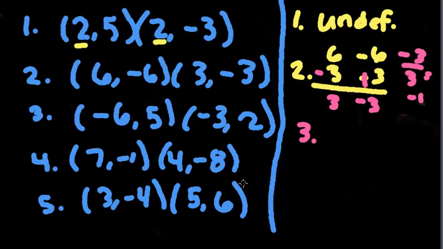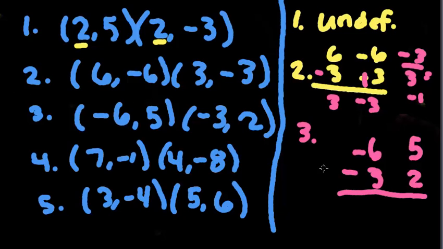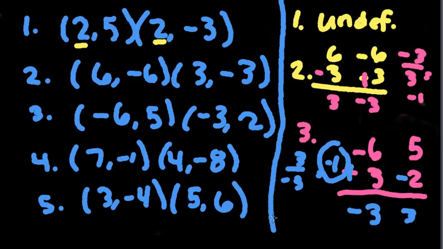I'll do one more that I do completely out, and then I'll just give the answers for the last 2. For number 3, we have (-6, 5) and (-3, 2). And again, we're going to do keep, change, change. So this is going to become a positive, and that's going to become a negative. When we add these 2 together, we get a -3. When we add these 2 together, we get a +3. We do the ratio. This is the y, so it's going to be 3 over -3. And we also get a -1 for this one.